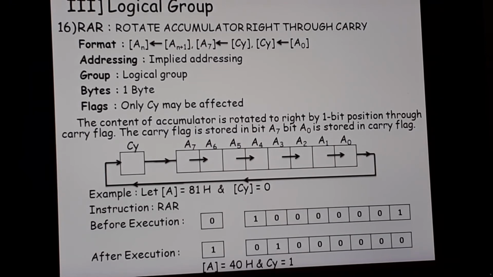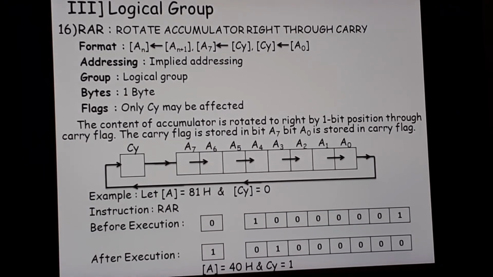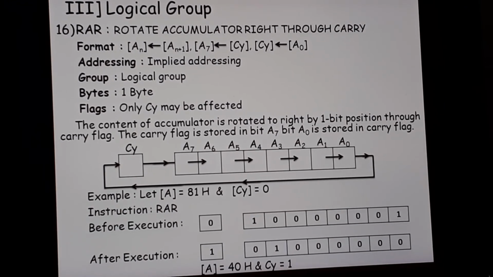So my answer which I got here is 40H, correct. 0 1 0 0 which is 4, and then 4 times 0 which is 0, and the carry flag which I got here is 1. So this was the RAR instruction.